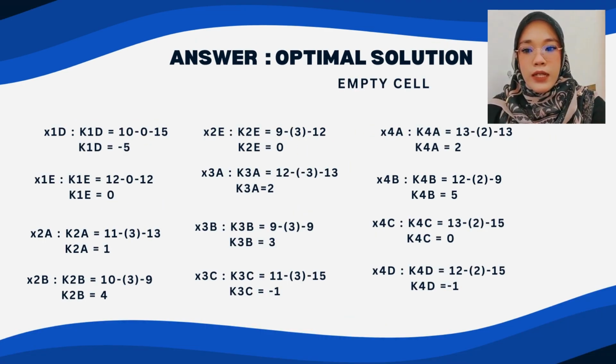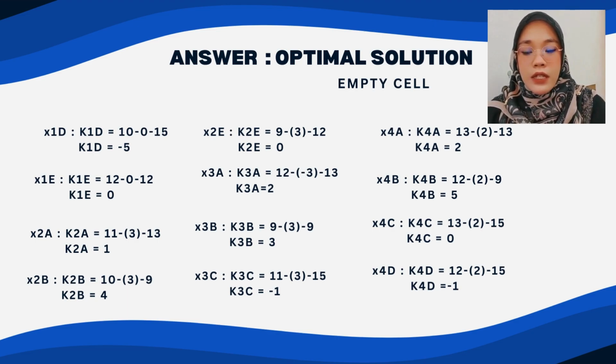After that, we will calculate the values for the empty cells to find whether we can minimize the transportation cost by using the stepping stone method. The results of the calculations for the empty cells show that there are negative values, and so the stepping stone method is needed to find the minimum cost.